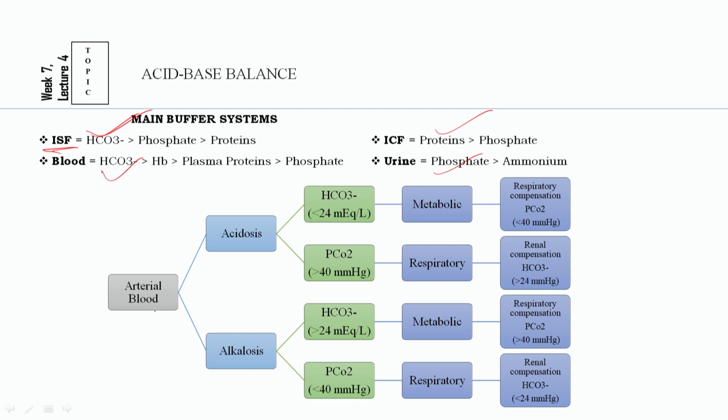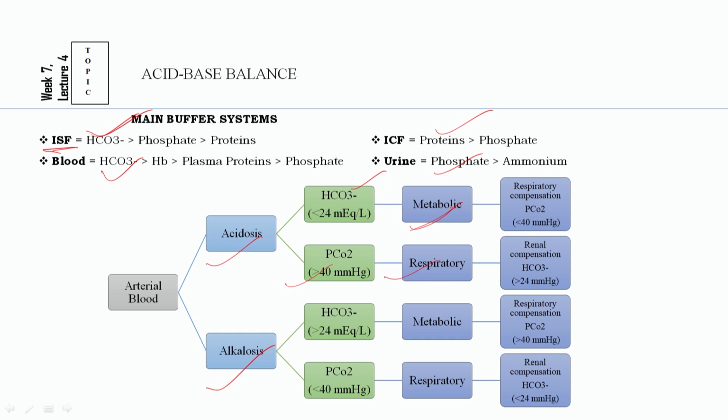Now, summarizing, the arterial blood will have either acidosis or alkalosis. Any type of disturbance will be expressed in terms of the partial pressure of carbon dioxide or in terms of the base, that is bicarbonate ion. When the bicarbonate ion concentration goes below 24 milliequivalent per liter, it is called metabolic acidosis. When the partial pressure of carbon dioxide goes above 40 mmHg, it is called respiratory acidosis.